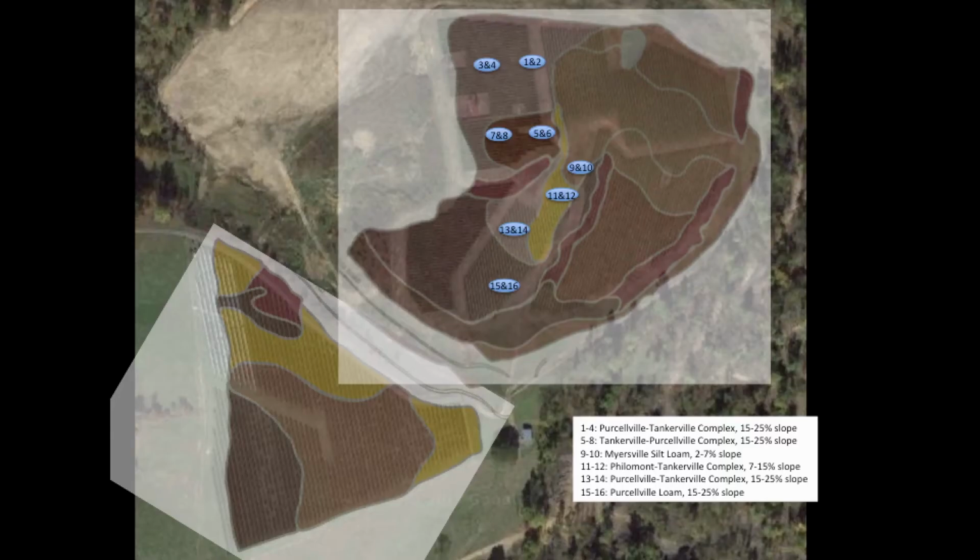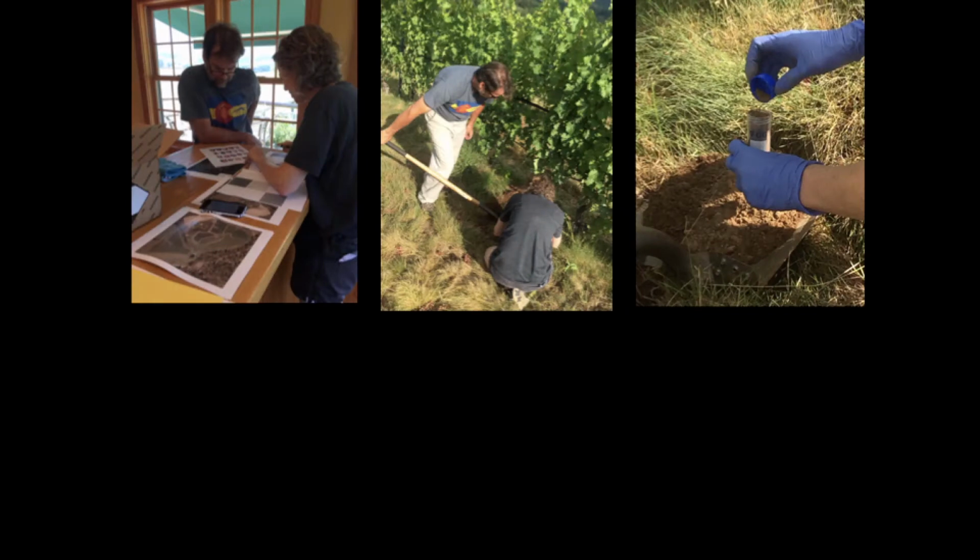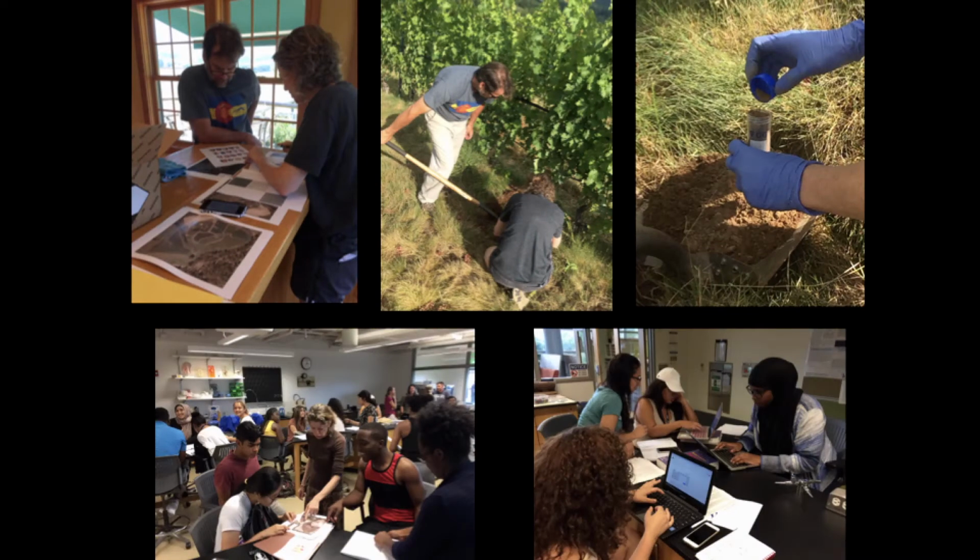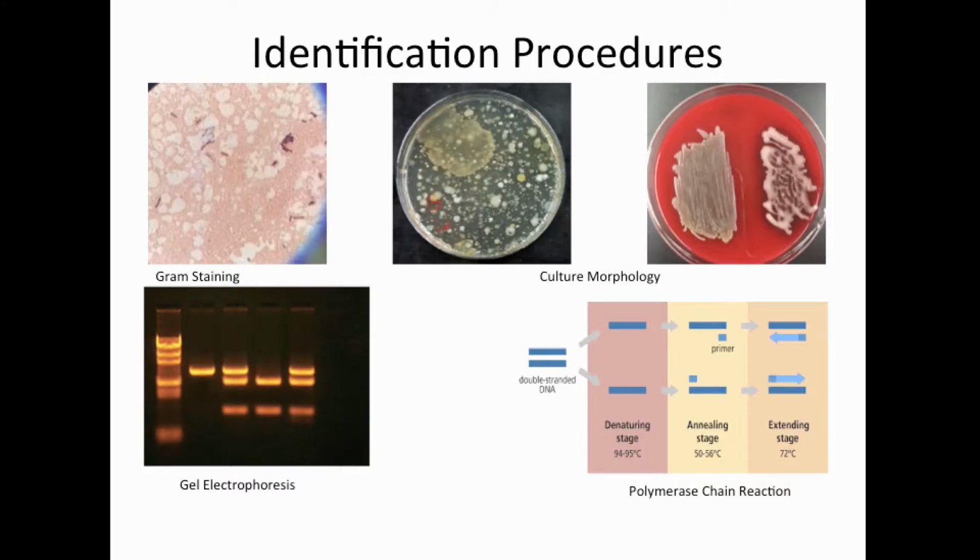But this is their design, right? They figured out they needed 16 samples, they calculated the slopes, they decided to do the surface and the foot down. They picked it all out. They did the design. We went out, we collected soil samples. She brought them back. They spent 4 weeks working with them. These are some of their procedures, which I hope need no explanation because I don't know how to explain them.